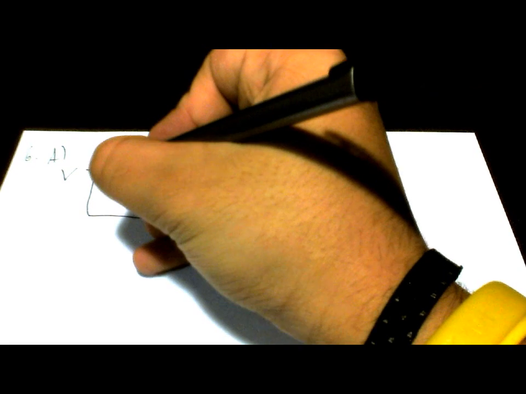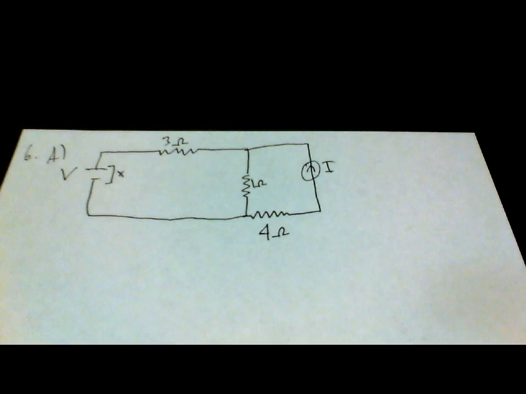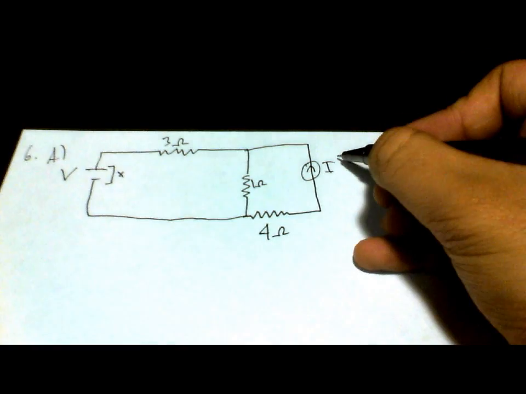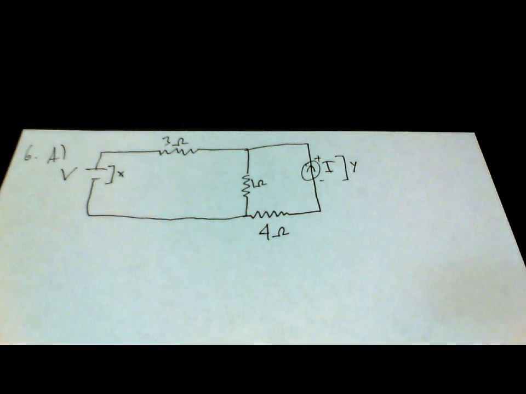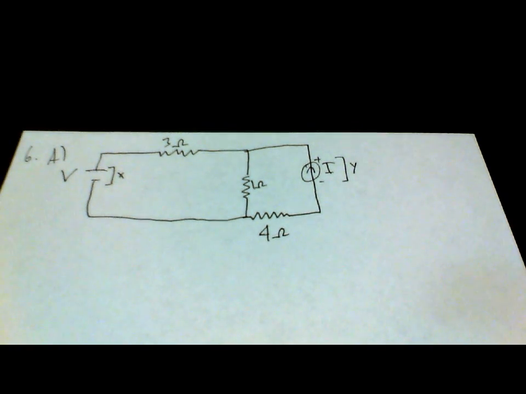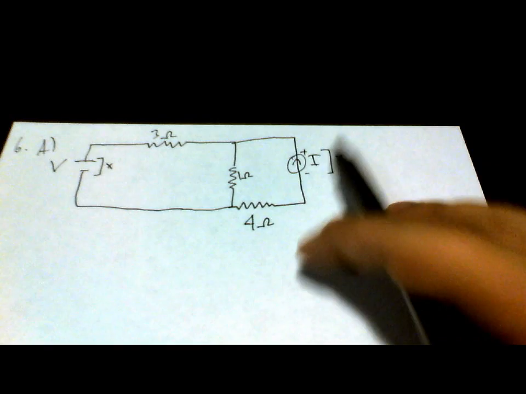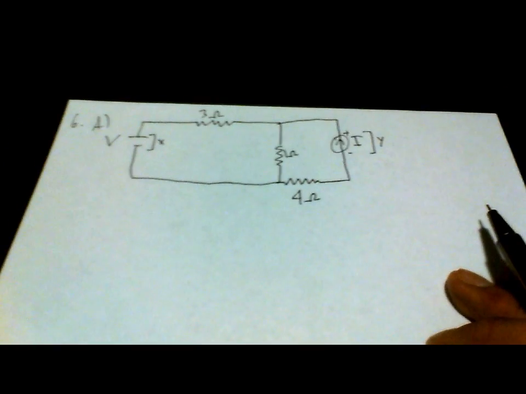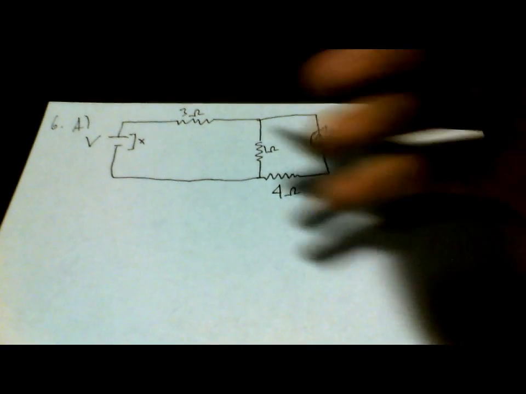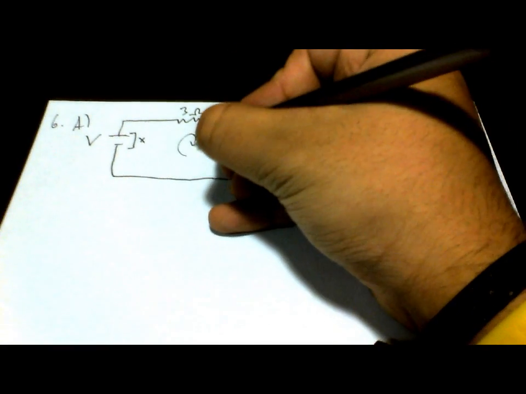So current here, I'm going to label as X. And the voltage across the current source, so here, this is plus minus. Call this Y. In terms of arbitrary values of the sources, V and I. So we need to relate X and Y to V and I. So for resistor networks, always start with current loops.